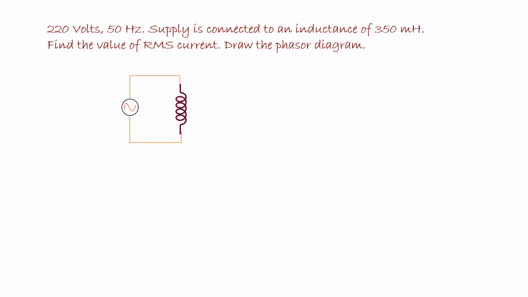Let us take up a problem on inductance. It is said that a 220 volts 50 Hz supply is connected to an inductance of 350 millihenries. We must find out the value of RMS current and draw the phasor diagram.